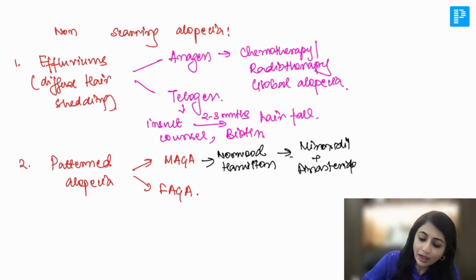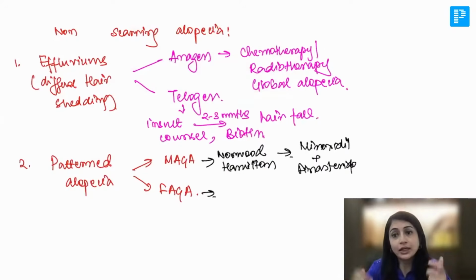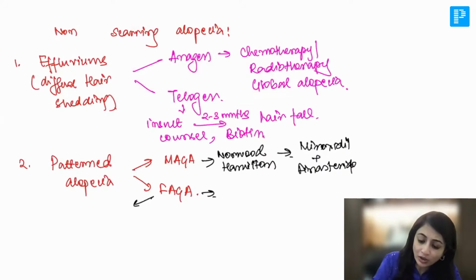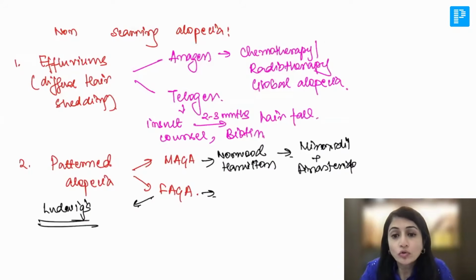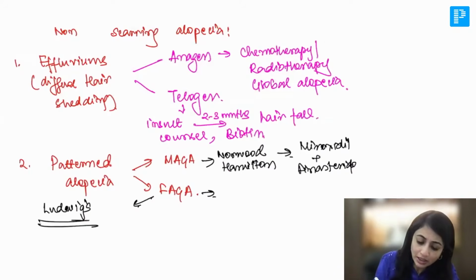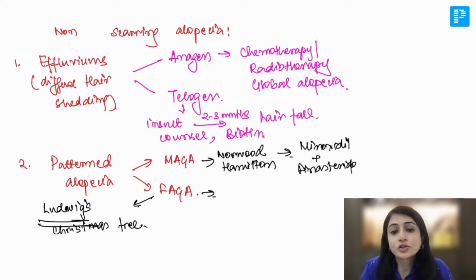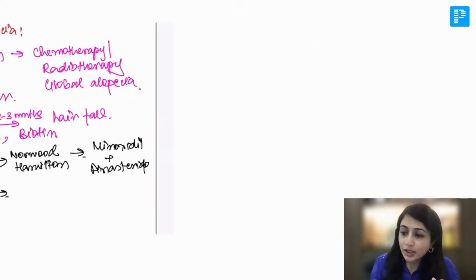In female androgenetic alopecia, it is the widening of the central parting that you see. In female androgenetic alopecia, the classification is called Ludwig's classification. In male it is Norwood-Hamilton, and here it is Ludwig's classification, and you see Christmas tree appearance, right? So these are two types of non-scarring alopecia.